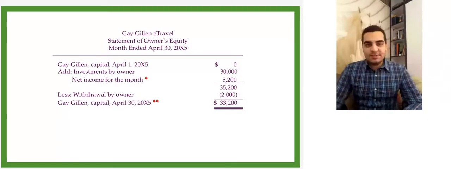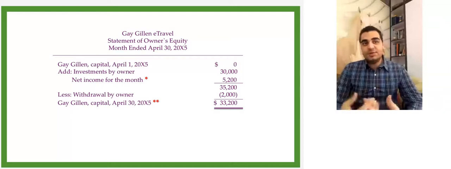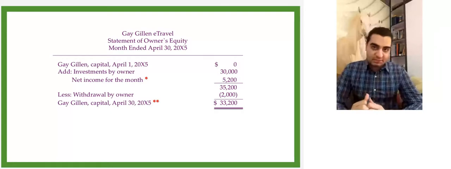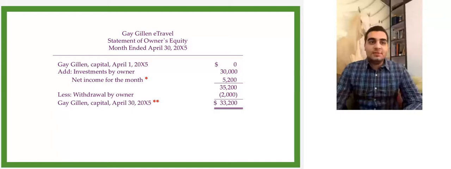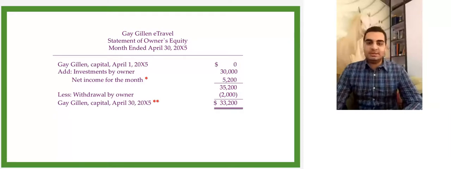We're going to use our net income here, in our statement of owner's equity. First, we're going to bring the given capital for the beginning of the period. In this case, it's 0. Then we're going to add investments and net income, the net income that we calculated on the previous page. And when we subtract the withdrawals by the owner, we're going to have the given capital for the end of the period, the balance amount, which is $33,200.